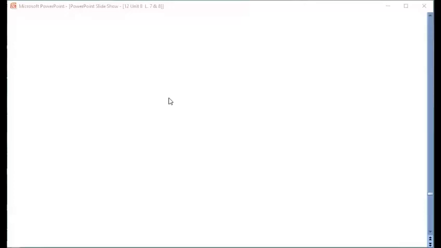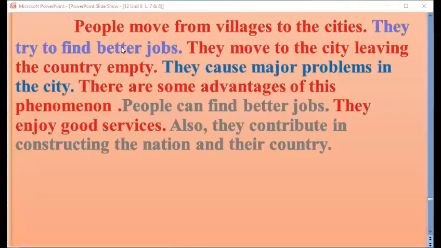Have a look at this part here. You can write your essay like this in 4 paragraphs. It's better to write it in 4 paragraphs. Have a look at this part. People move from villages to the cities. They try to find better jobs. They move to the city, leaving the country empty. They cause major problems in the city.